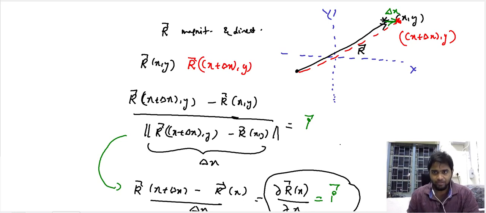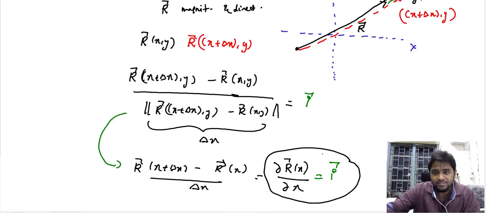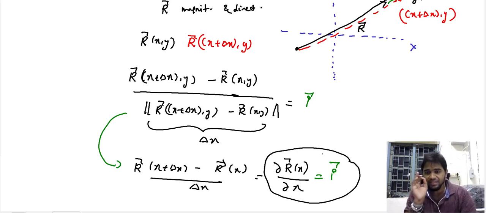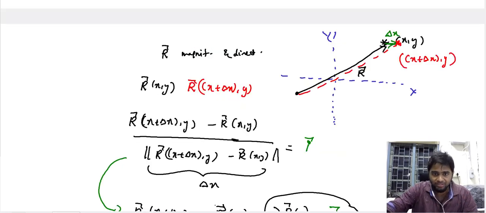Now here what we have done is, we have considered a point and a neighbor of that point, and we were able to describe the point and its neighbor using a position vector. When we consider the partial derivative of this position vector with respect to its neighbor, then we were able to arrive at the unit vector.